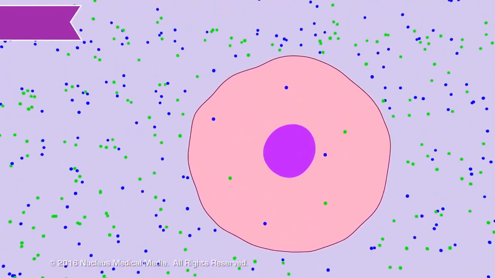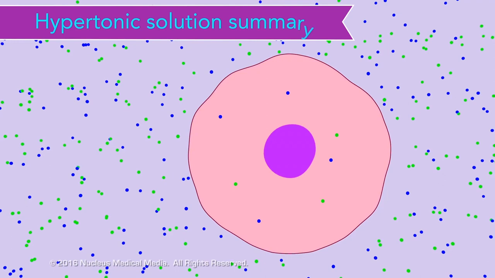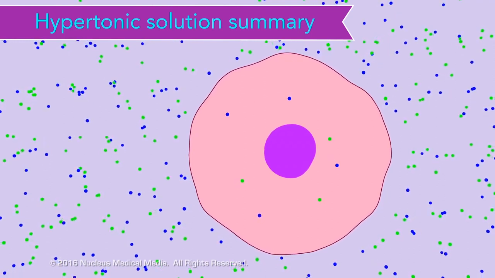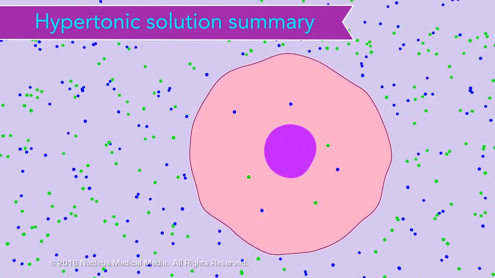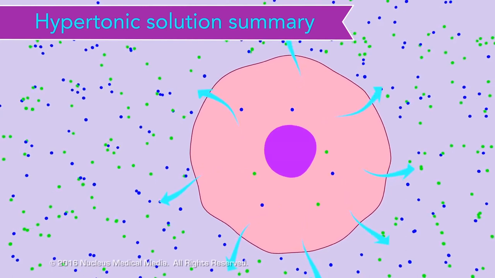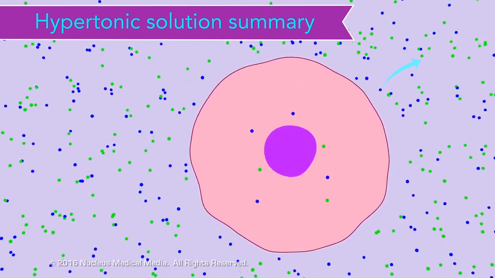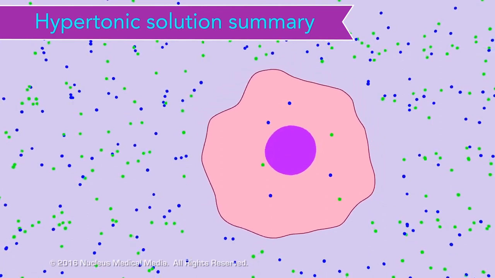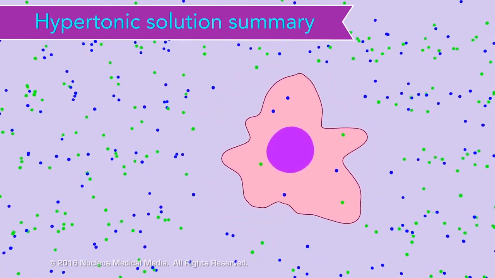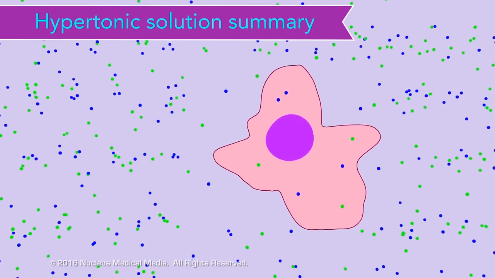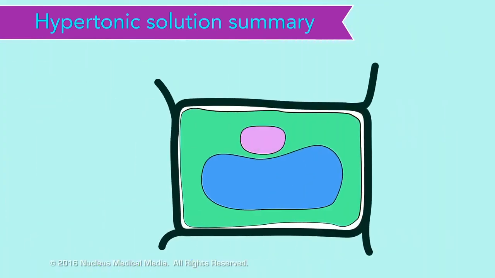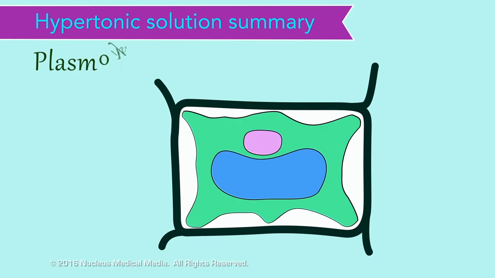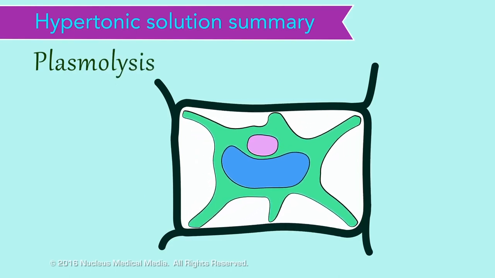Finally, in a hypertonic solution, the solute concentration outside the cell is higher compared to inside the cell. So, through osmosis, water molecules diffuse out of the cell. This causes the cell to shrivel up, and it can even implode or collapse if enough water leaves. In plants, this cell collapse is called plasmolysis.